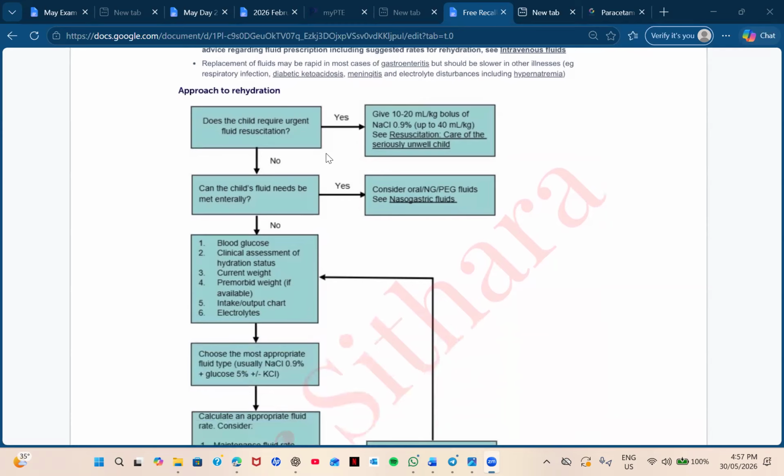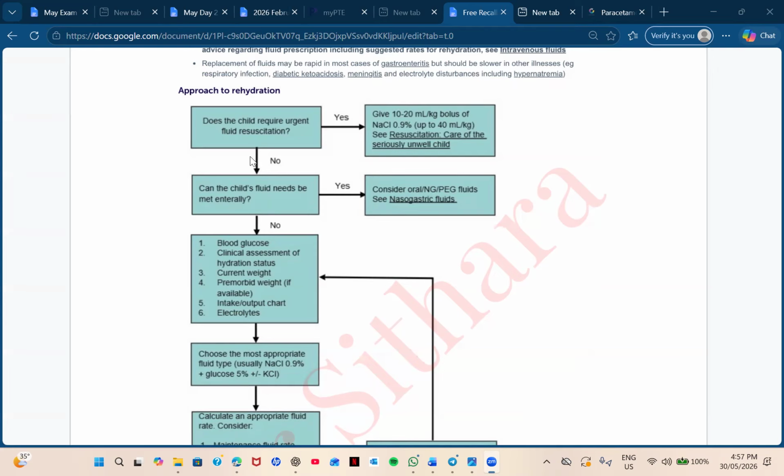Does a child require urgent fluid resuscitation? That means if the child is hypertensive or rapidly deteriorating. In that case, you have to think about urgent resuscitation. If it is yes, you have to give a 10 to 12 milliliters per kilogram bolus of sodium chloride 0.9%, as a bolus.